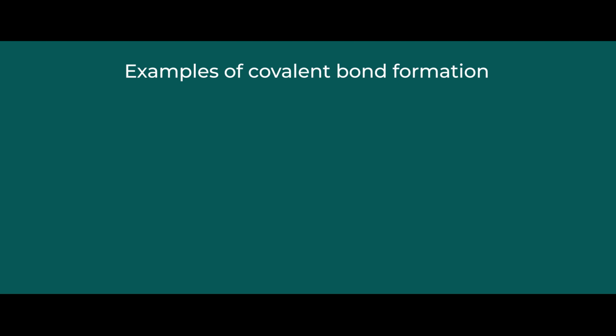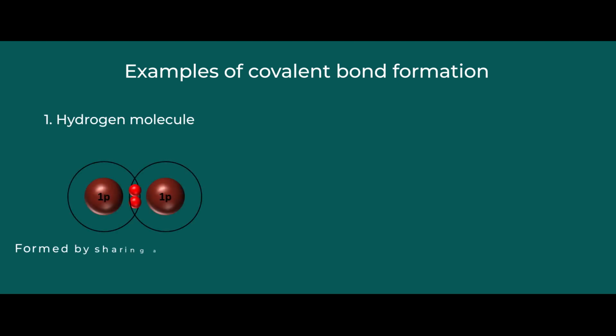Examples of covalent bond formation. Now let us look at some more examples of covalent bond formation. Number one, hydrogen molecule. A hydrogen molecule is formed by sharing a pair of electrons because each hydrogen atom is having only one electron in its outermost shell. It cannot transfer, they need to share to form a bond.